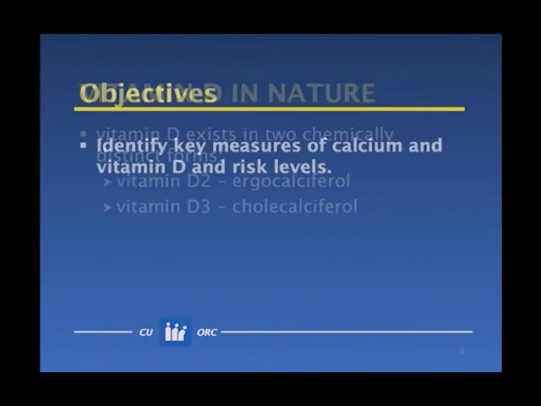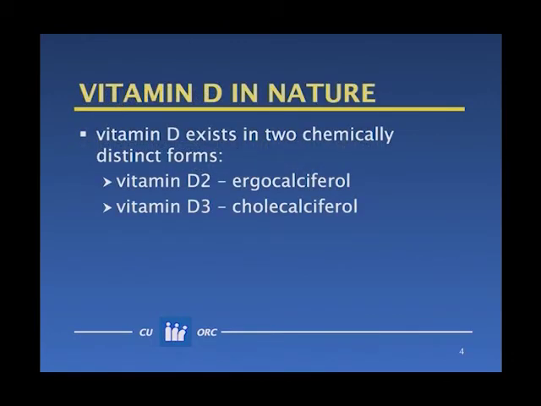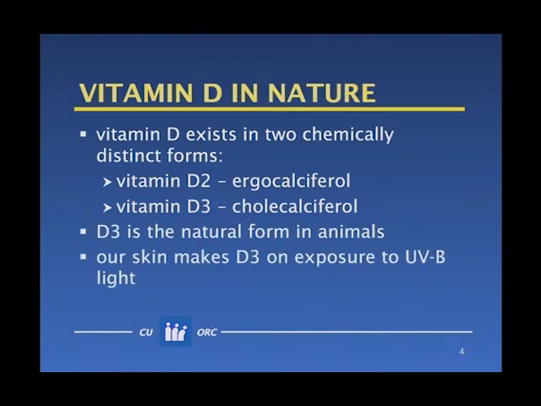I want to start with the review of the fact that vitamin D exists in two chemically distinct forms. They're called ergocalciferol and cholecalciferol, respectively, or D2 and D3. D3 is the natural form that we find in animals, and it's the form that we make in the skin on exposure to ultraviolet B light. And so I'm going to be talking about D3, but occasionally people will be wondering, well, what about D2? And so here I've just dealt with it.